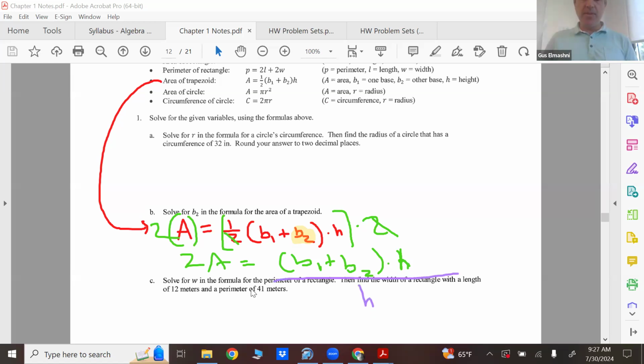So I do this, and I do this. So those cancel, right? Those are gone. Cool. So now I got this 2a over h equals b1 plus b2. Oh, geez. Let me switch colors. That's not good.